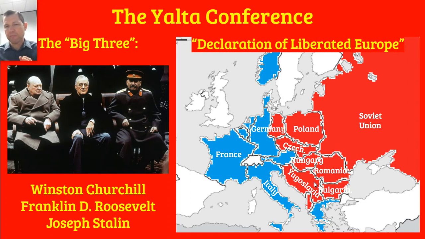So the blue and the red on the map, fundamentally, yes, first and foremost, it represents who liberated those areas from the Germans. The blue areas liberated by the Western Allies, the United States and Britain. The red areas liberated by the Soviet Union.